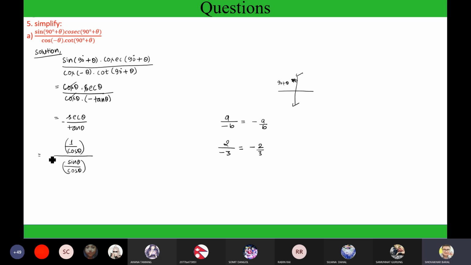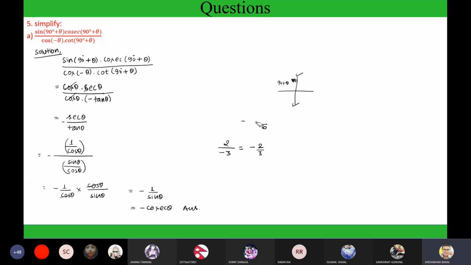Okay, let me put this minus sign here. So this cos theta and cos theta will be cancelled. Before that, let me take the reciprocal so that you avoid confusion. 1 by cos theta into reciprocal, meaning flip it, becomes cos theta by sin theta. So this cos and cos will be cancelled, and this equals minus 1 by sin theta, and 1 by sin theta is cosec theta, so minus cosec theta. This is your answer.